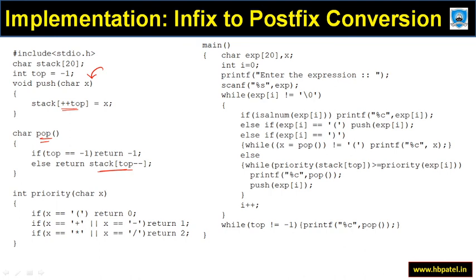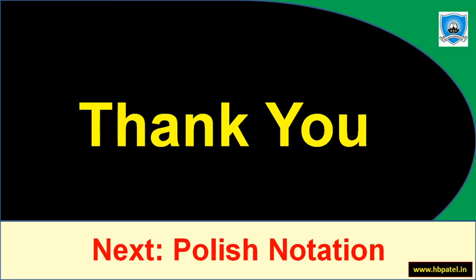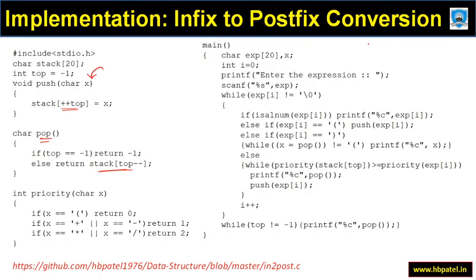This program you can check on my GitHub repository, and you can always modify it. I have not put the output of this program, but the output is something like this: if you enter a plus b, it will give ab plus, or if you enter a plus b multiplied by c, accordingly it will give you the output.